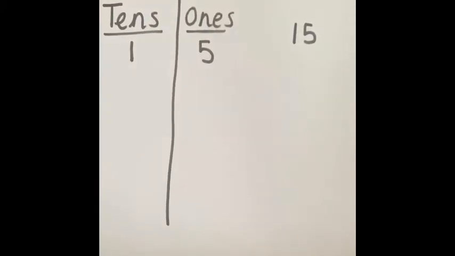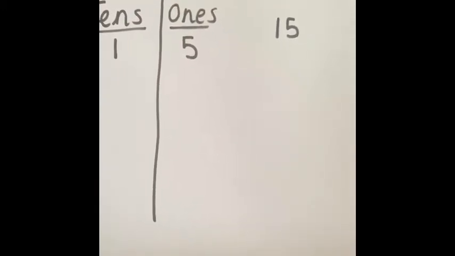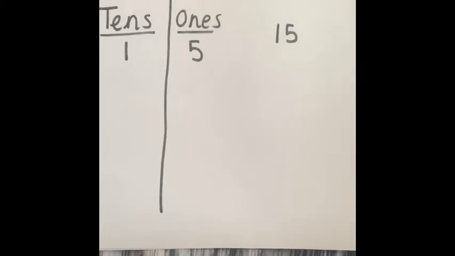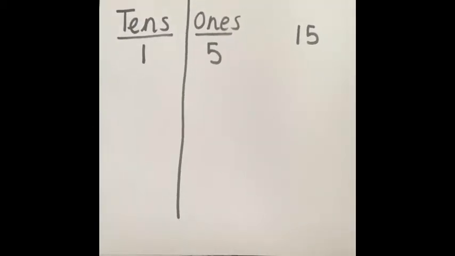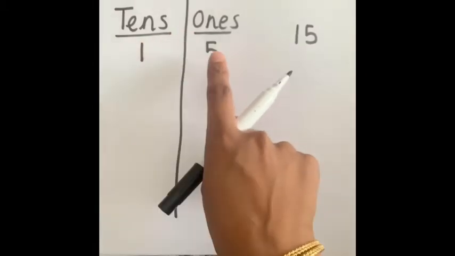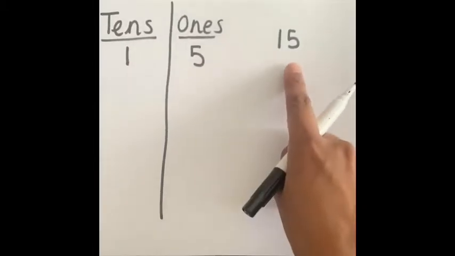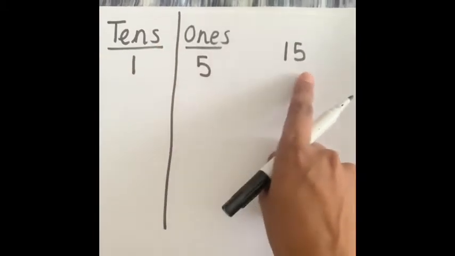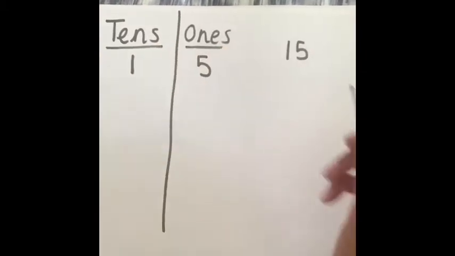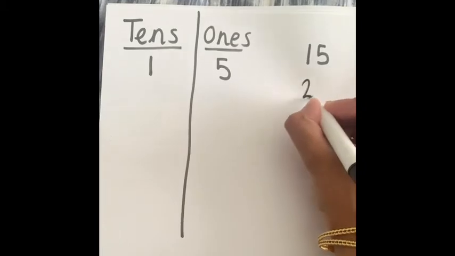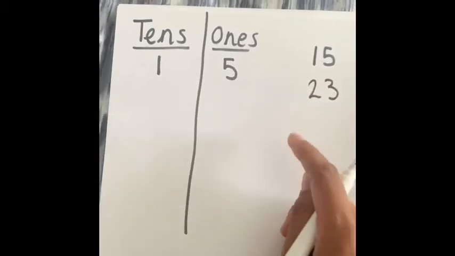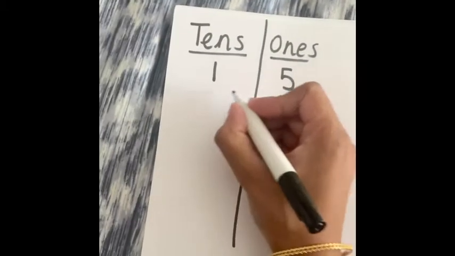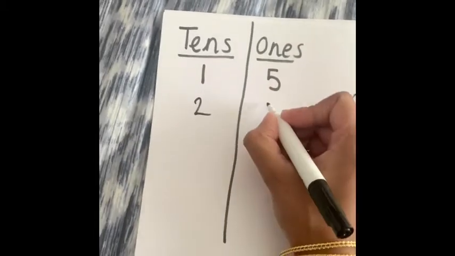Today we're going to be looking at how to recognise place value in a two-digit number. We know that a two-digit number has tens and ones. So if we look at the number 15, 15 has 1 ten and 5 ones. Let's look at the number 23. 23 has 2 tens and 3 ones.